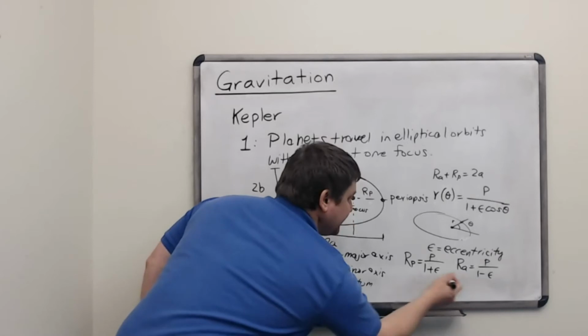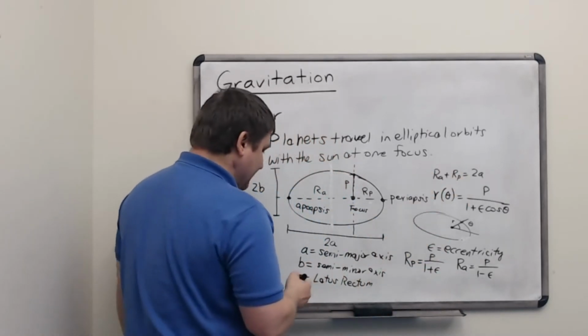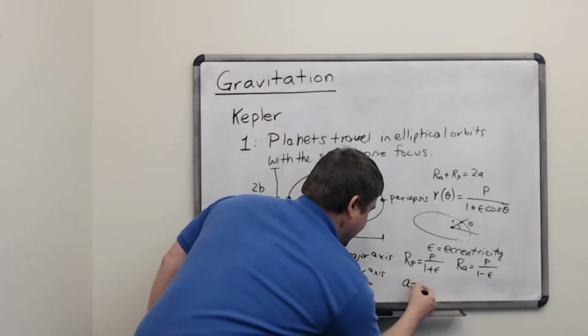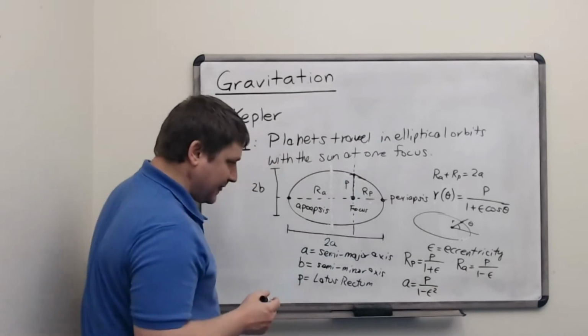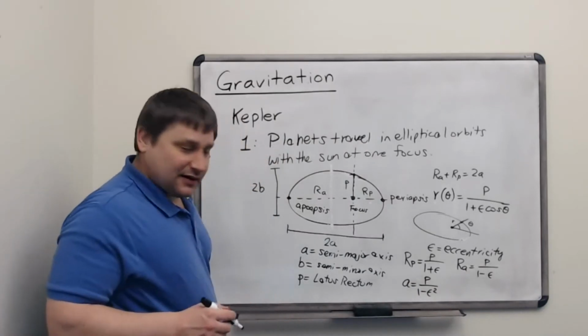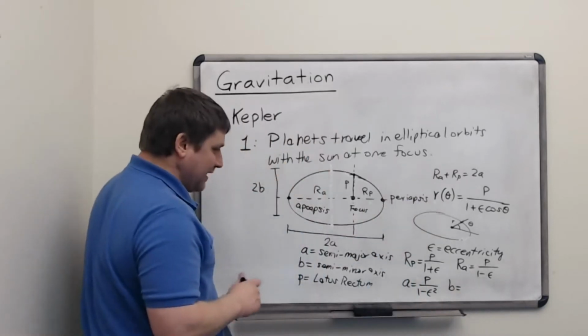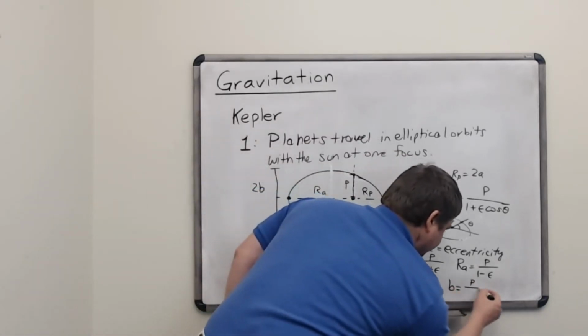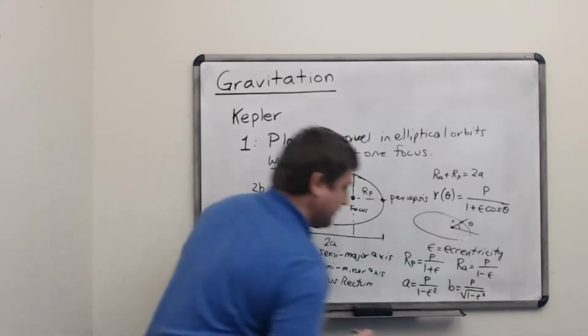We can put these two together with the formula relating the distances to the semi-major axis to get A equals P over 1 minus epsilon squared. And by some more involved geometry, one can find out that the semi-minor axis B will be equal to P over the square root of 1 minus epsilon squared.